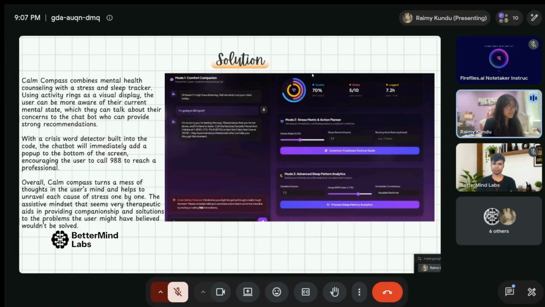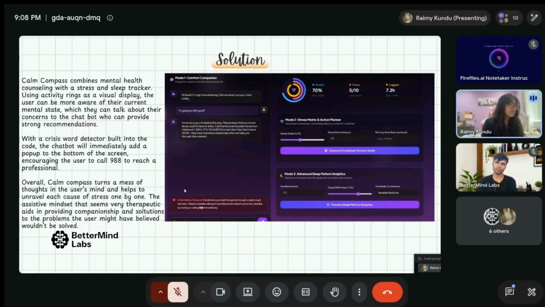With a crisis word detector built into the code, the chatbot will immediately add a pop-up to the bottom of the screen, encouraging the user to call 988 to reach a professional. This is actually what I took as a screenshot. So I inputted this statement into the chatbot, and its immediate response was suggesting that I call the National Suicide Prevention Lifeline at this number, or even text the crisis text line at this number. And on top of this, it also gives this pop-up recommending I consult a professional and call 988 immediately.